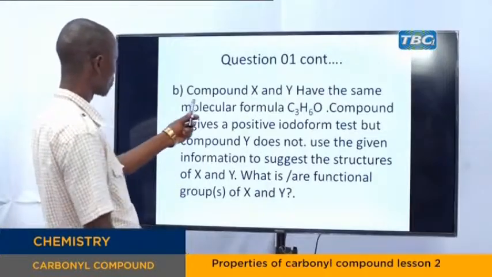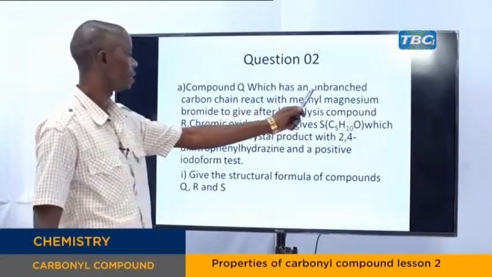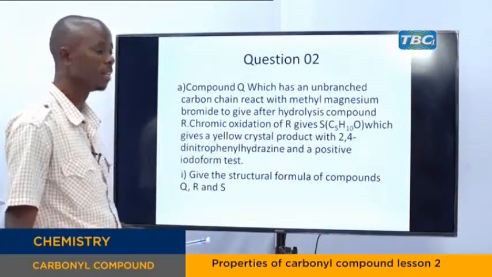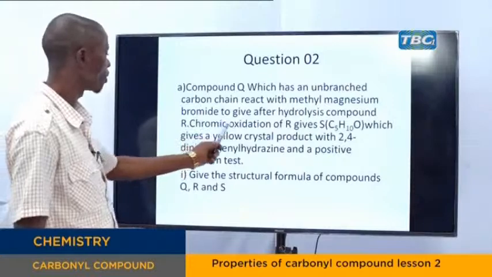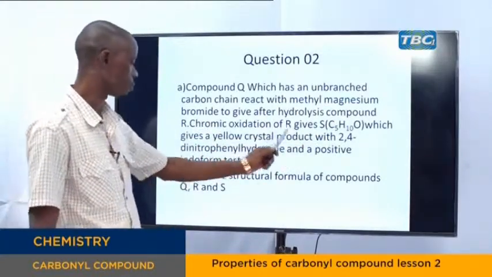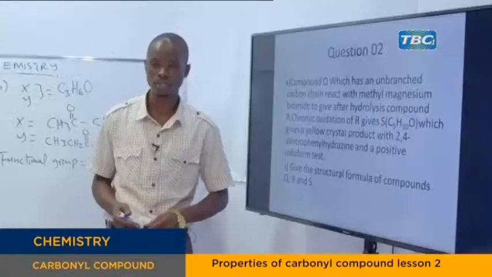Now, second example is this one, compound Q, which has an unbranched carbon chain, reacts with methyl magnesium bromide to give after hydrolysis compound R. Now, chromic oxidation of R gives this compound, which gives a yellow crystal product with 2,4-dinitrophenylhydrazine and a positive iodoform test.